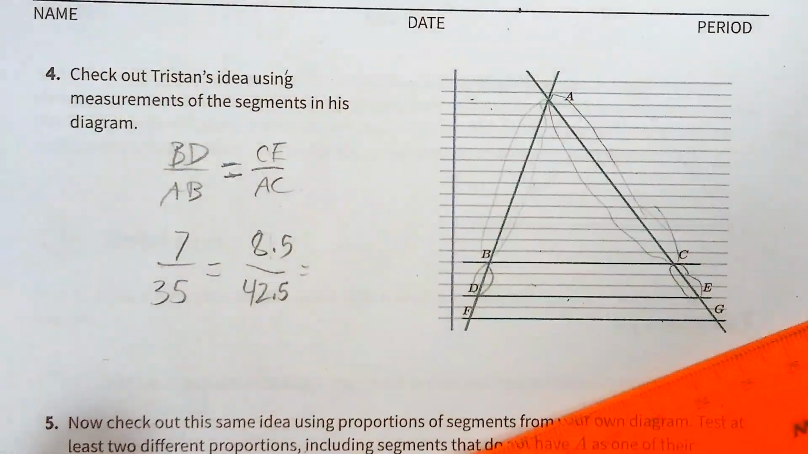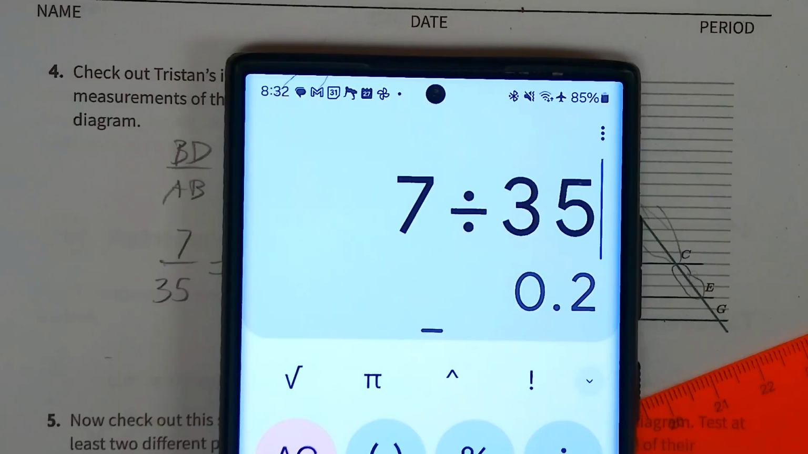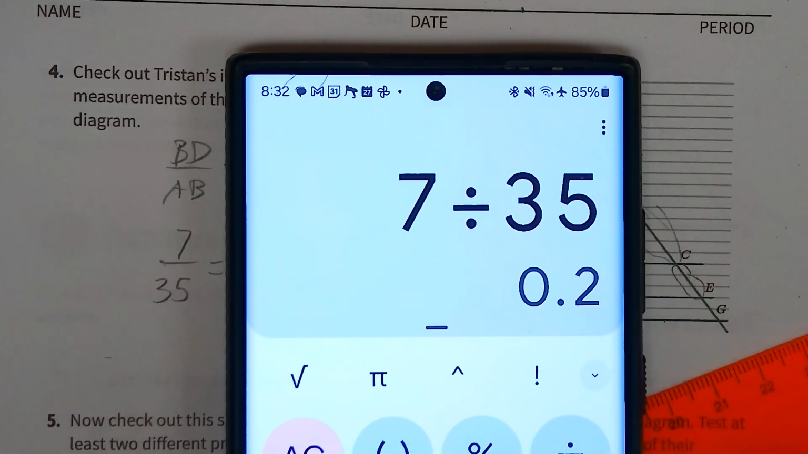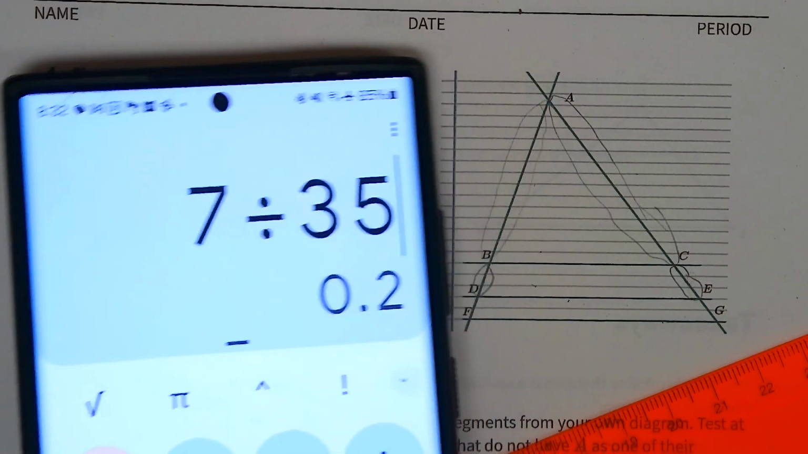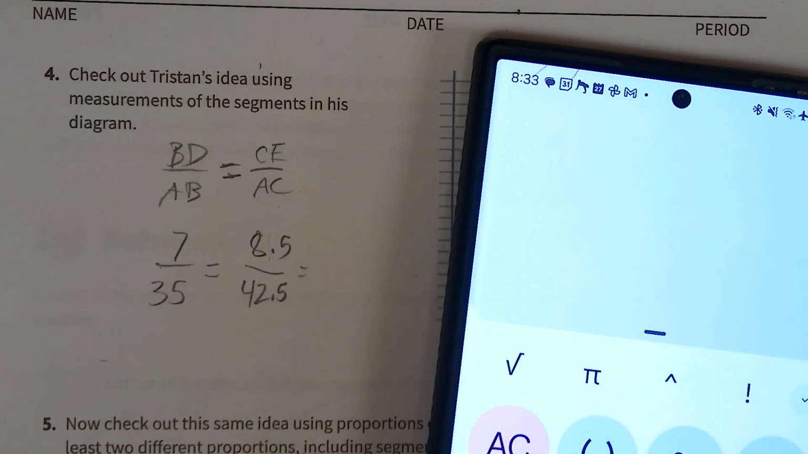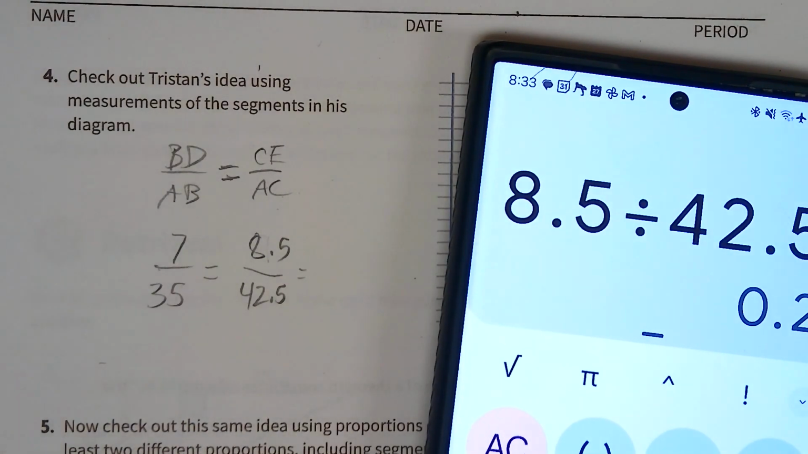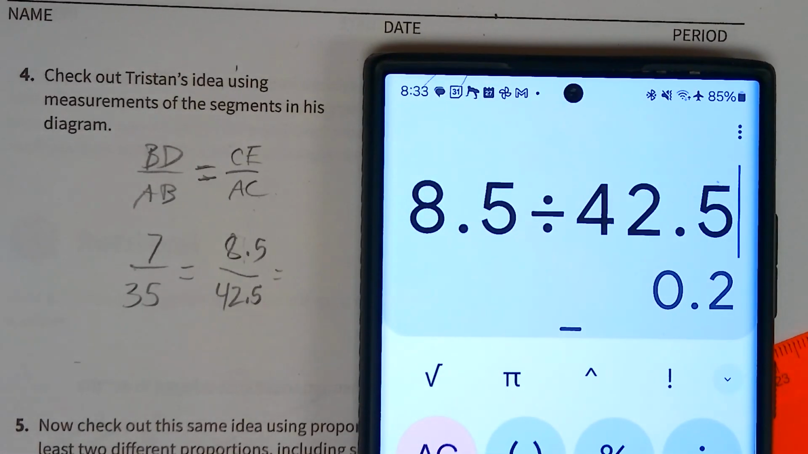Let's see if those are equal to a fifth. Okay, 0.2, that's 1/5. 2/10, 1/5. And the other one, more complicated, 8.5. Yes! That is exactly a fifth.